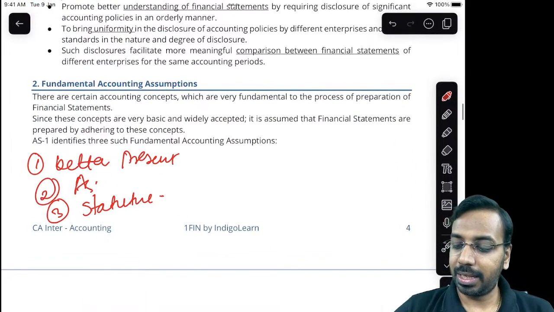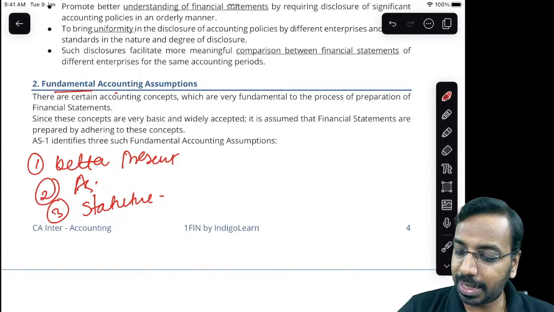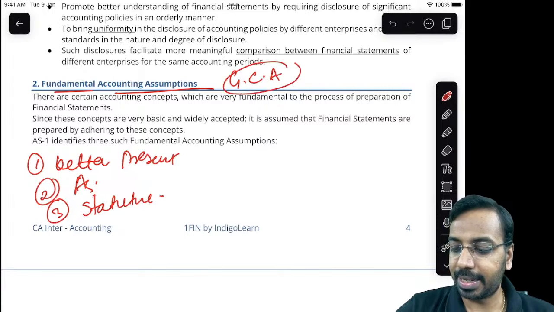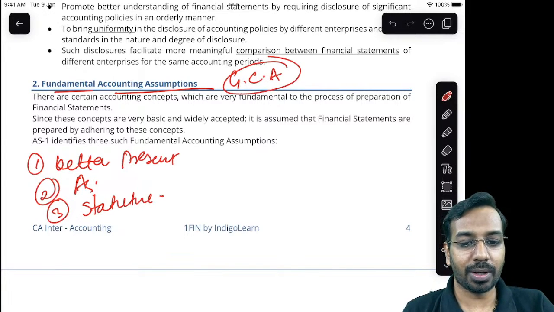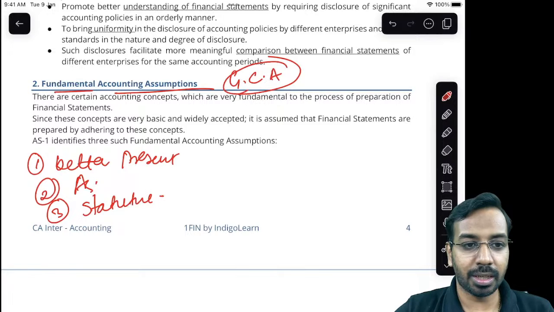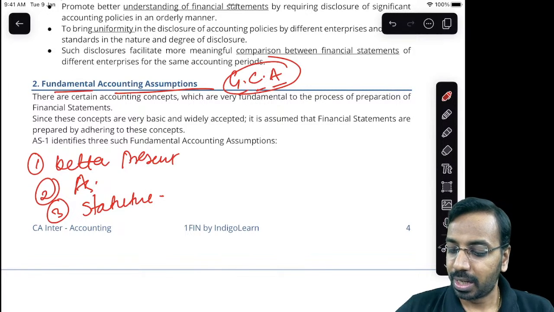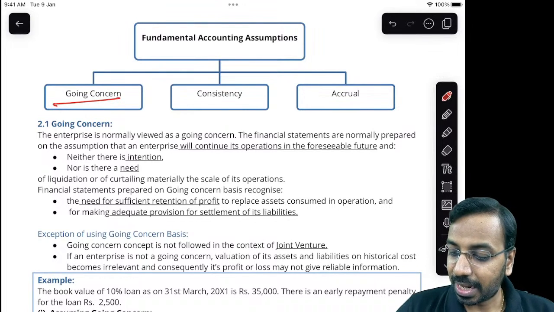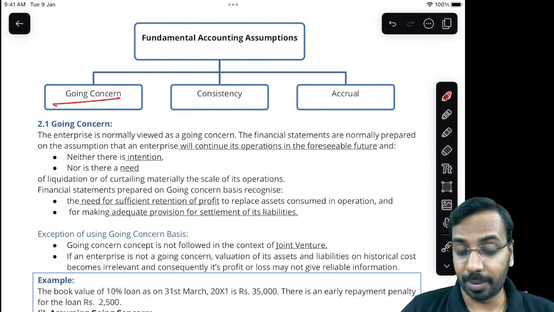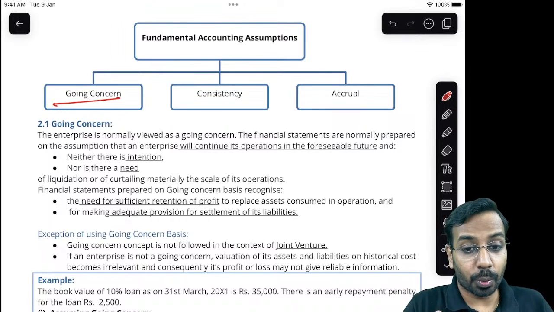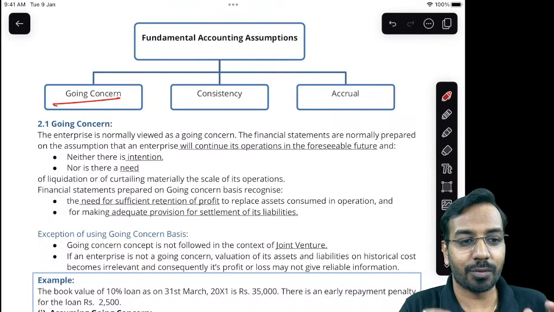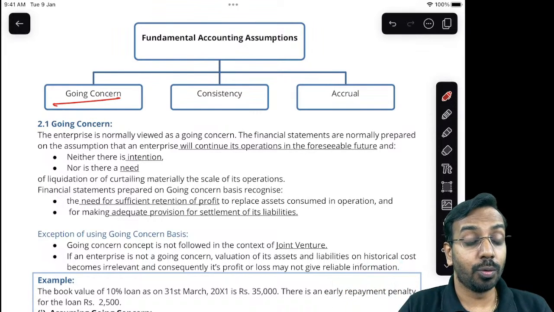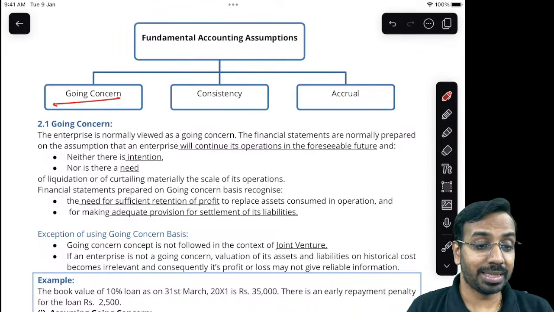Now AS1 also talks about certain fundamental accounting assumptions, which are going concern, consistency and accrual. So 3 fundamental accounting assumptions are followed: going concern, consistency and accrual. Now what is the meaning of going concern? See, these are the keywords, okay? Because it is a revision, I am not going into too much depth of each aspect of the topic. Whatever I am highlighting is very, very important for you when you are answering theory questions in the examination.